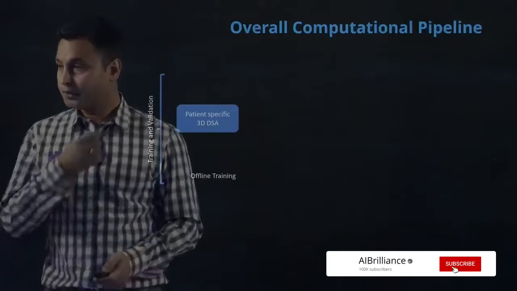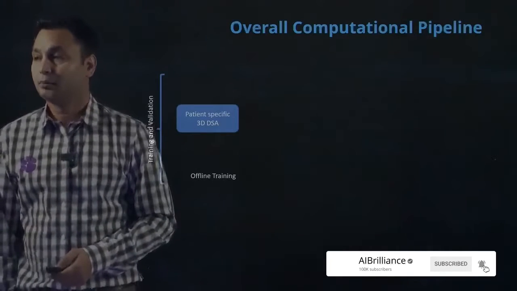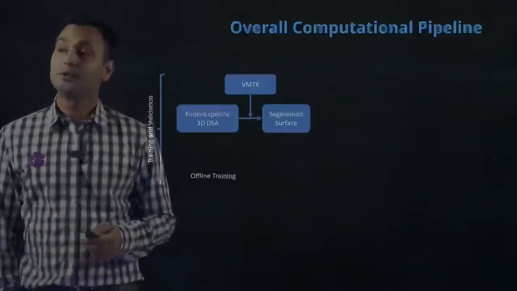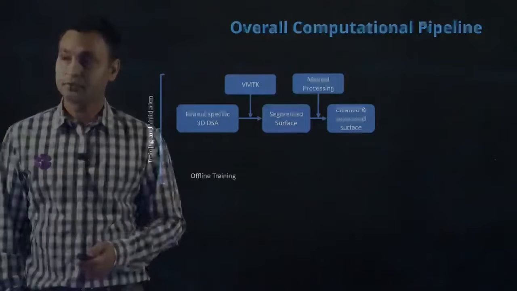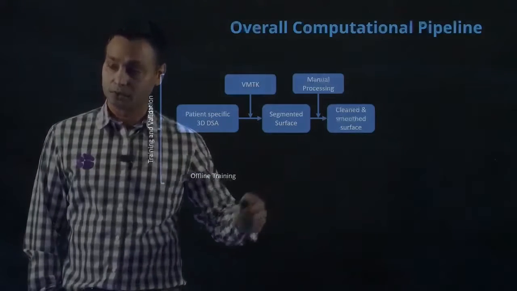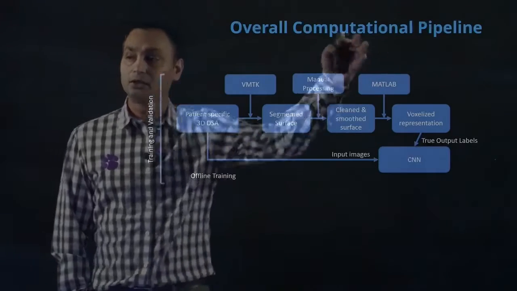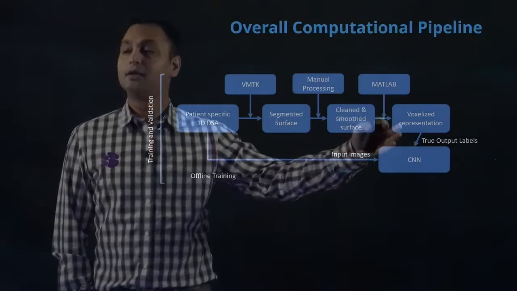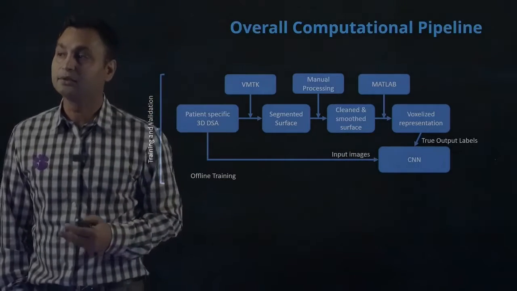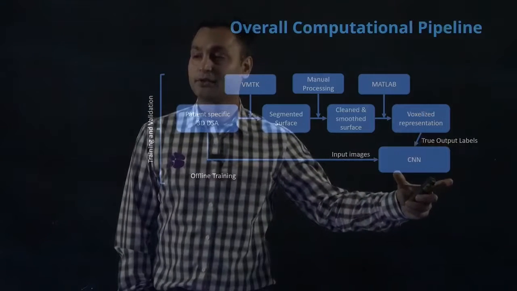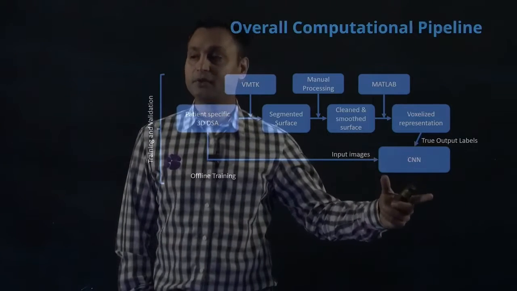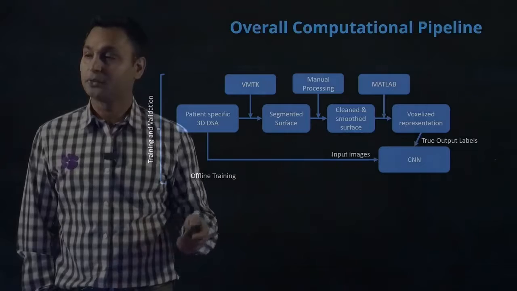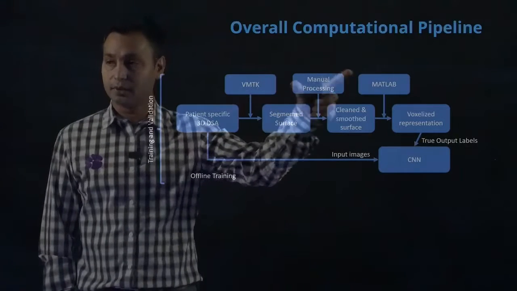The overall pipeline we built is as follows. We had patient-specific 3D BSA from the University of Buffalo Medical School, which we processed and created segmented surfaces. We cleaned and smoothed manually, and using MATLAB code we developed a representation. All of what you see on the top line is what helped us create the data that feeds the CNN. There are different CNN models, U-Net and DeepMedic, but DeepMedic gave us really good performance, so we proceeded with that. This is how we created the training data.